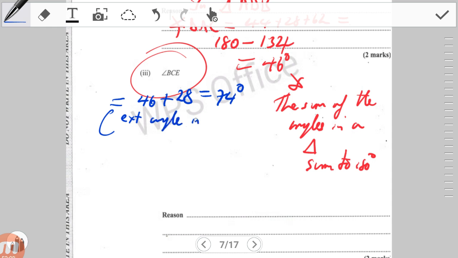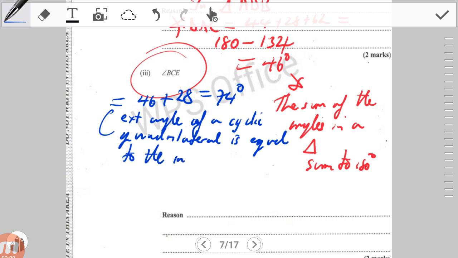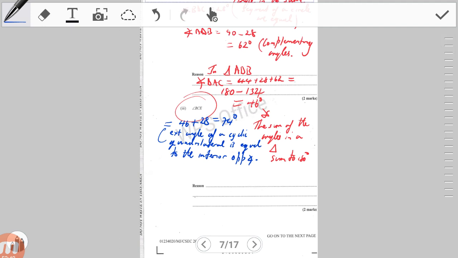All right, the exterior angle of a cyclic quadrilateral is equal to the interior opposite angle. That's the reason why the angle BCE is 74 degrees.